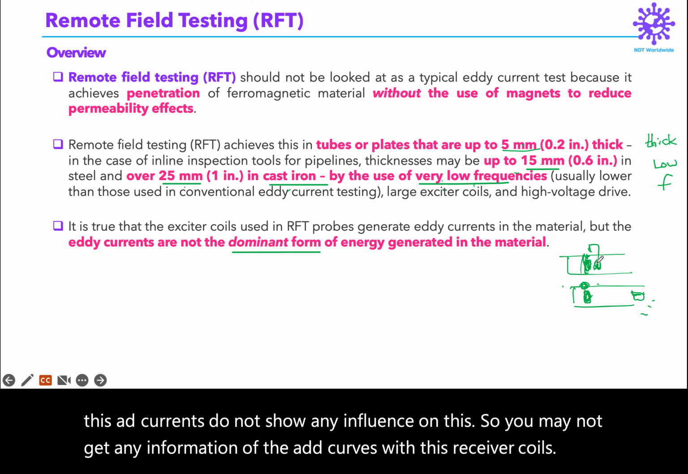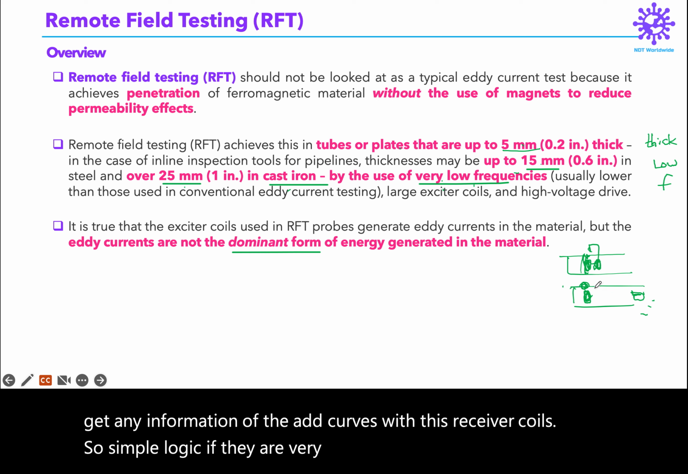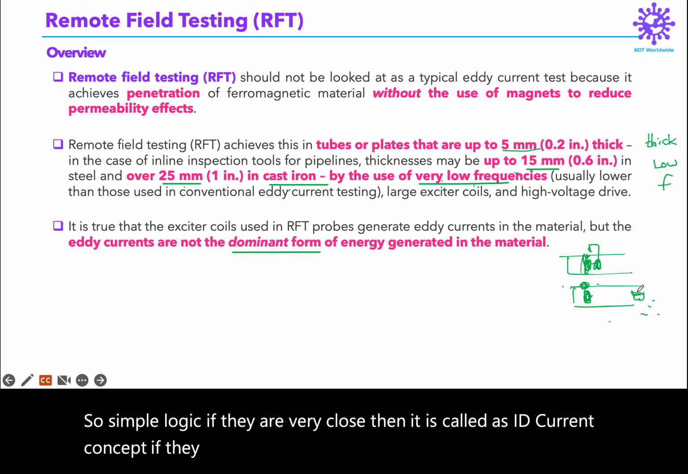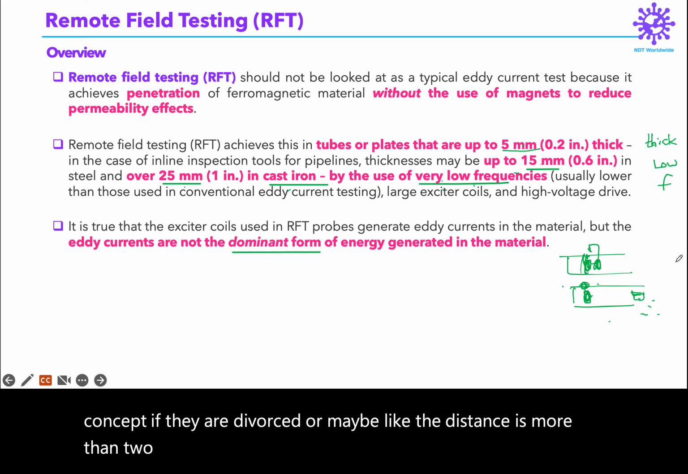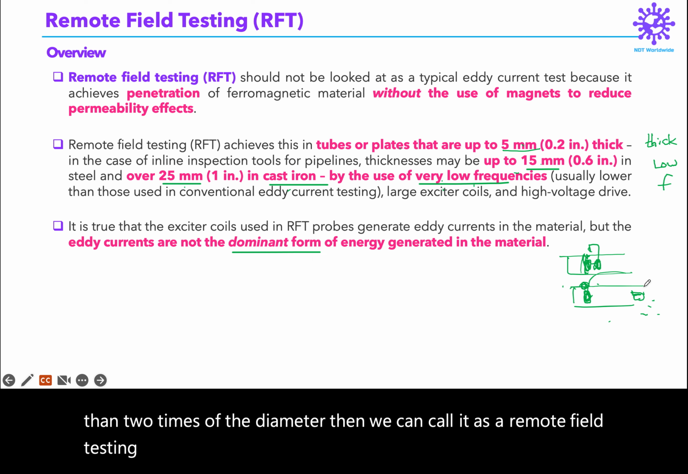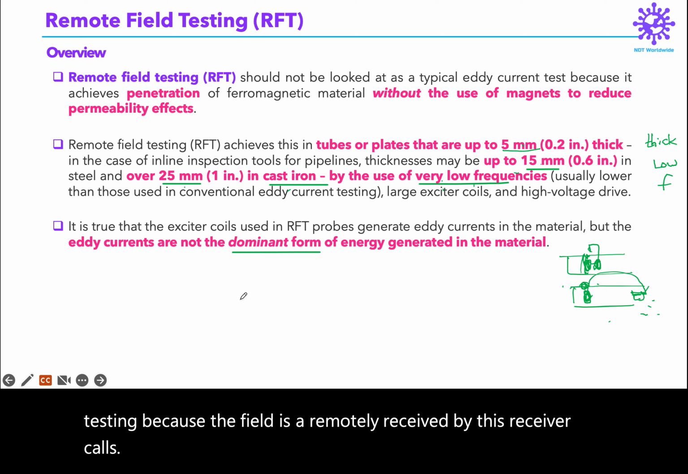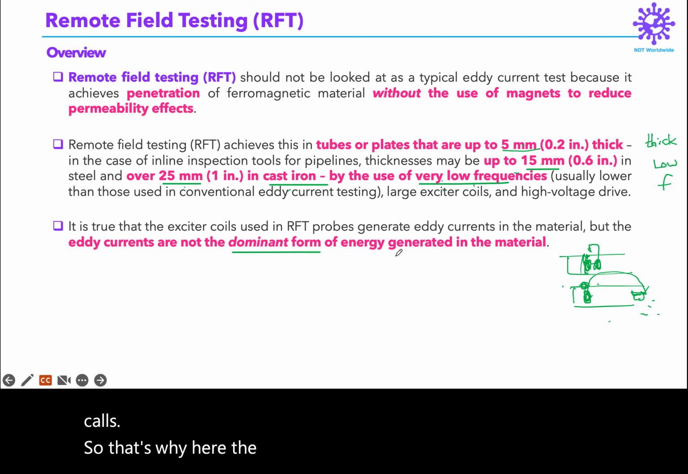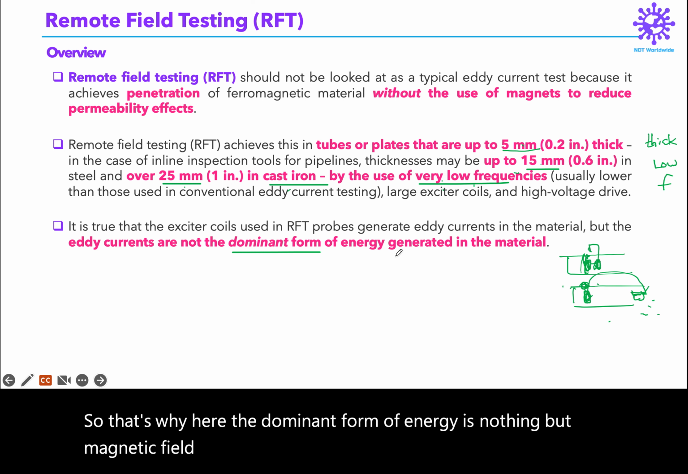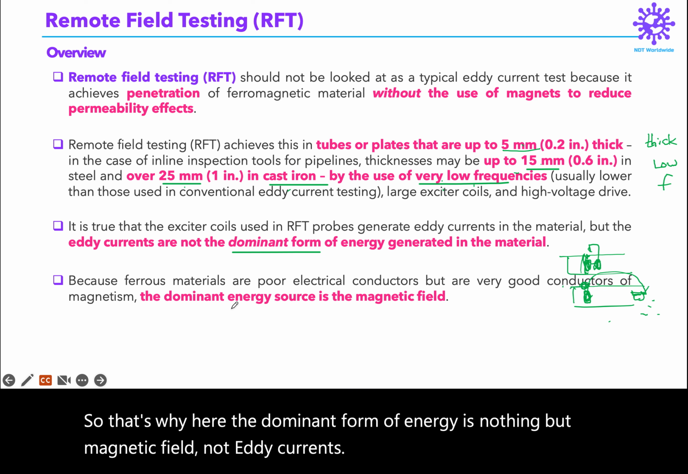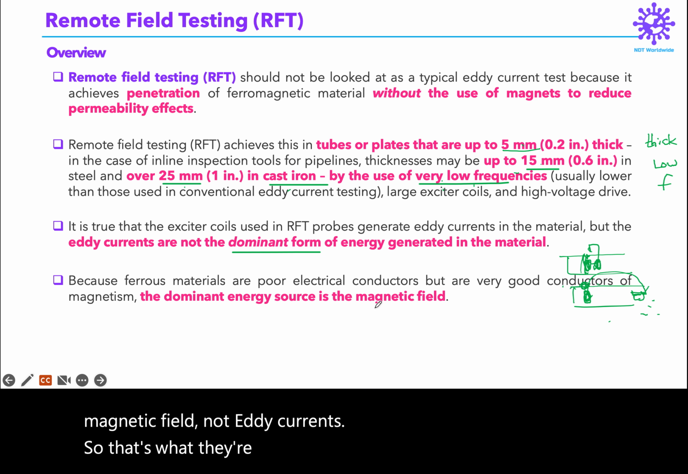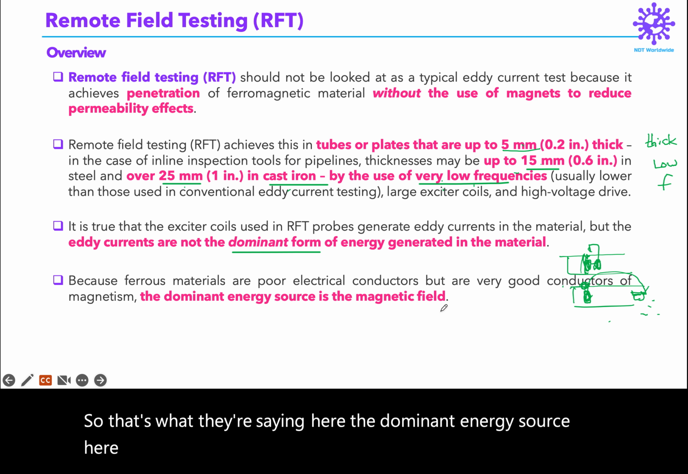So, simple logic: if they are very close, then it is called the eddy current concept. If they are far apart, where the distance is more than 2 times the diameter, then we can call it remote field testing, because the field is remotely received by the receiver coils. That's why here the dominant form of energy is the magnetic field, not eddy currents. So that's what they're saying here. The dominant energy source here is the magnetic field component.